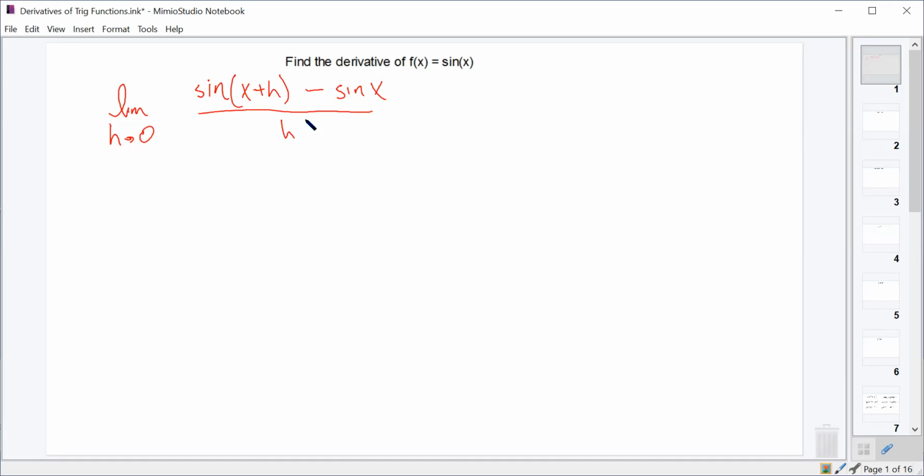Well, plug in 0. What do we get? We get 0 over 0. Bummer. So we've got to find something else to do with it. What should we do with this? What are some of the ways that we have dealt with these?